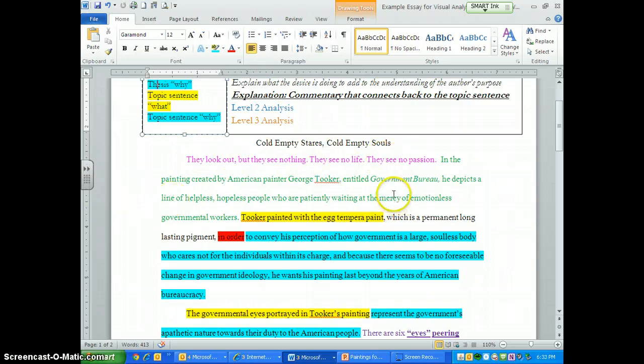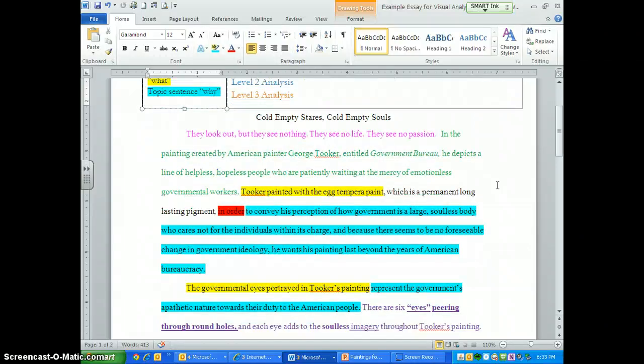Now my informative statement, I need to include the author, the title of the piece, and then maybe some other kind of information about it. So I have, in the painting created by American painter George Tooker, entitled Government Bureau, he depicts a line of helpless, hopeless people who are patiently waiting at the mercy of emotionless government workers. So even if you haven't really seen the painting, you can kind of guess that I'm talking about hopelessness. Okay, here's my thesis.